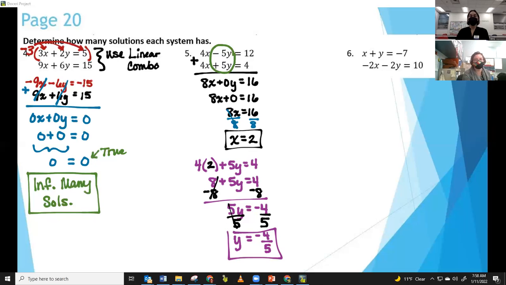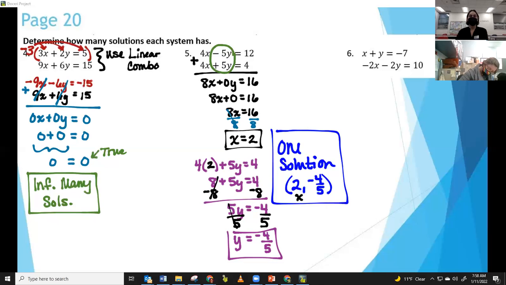How many solutions does this one have? How many solutions does this have? Be careful. 1. Awesome. Thank you, Alex. This is 1 solution. It is the ordered pair 2 and negative 4/5. Remember, for 1 solution, you need an x part and a y part for your ordered pair. Let's do substitution on the next one, and then we'll be done.